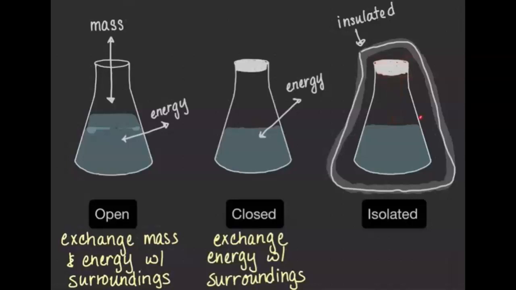And also because of this insulation, if any heat is being given off by this system, it is not going to be allowed to escape into the surroundings, or vice versa. If we were to put some sort of Bunsen burner underneath this, the heat from that Bunsen burner would not be able to make its way through the insulation and get into the system. So an isolated system is one that cannot exchange anything with the surroundings.